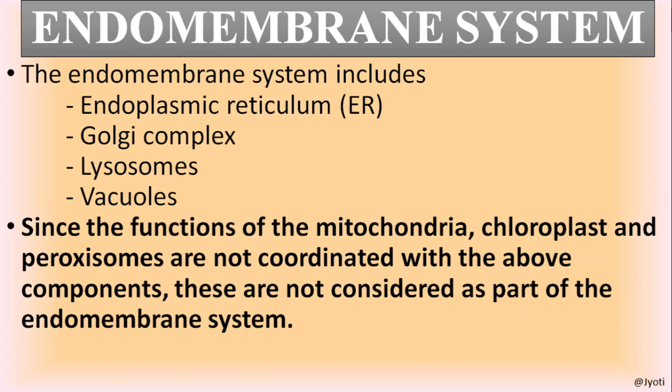Now, the cell organelles are of two types. One is a group of organelles that constitutes the endomembrane system. So what is this endomembrane system? These are the membrane-bound organelles which work in a coordinated way. These organelles are endoplasmic reticulum, Golgi complex, lysosome and vacuoles. They work in a coordinated manner, so their functions are related to each other. So they are known as the endomembrane system.